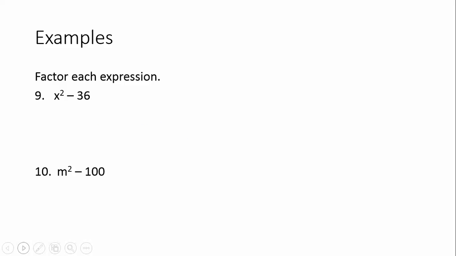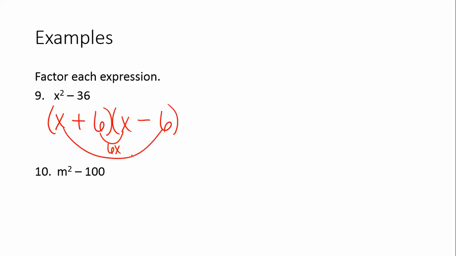So x squared minus 36. X squared and 36 are both perfect squares, so the binomials are identical, just the signs are opposite. One's plus and one's minus. Remember what happens here, that gives us a 6x and a minus 6x, and those 2 cancel out. That's why there's no x term in the middle.